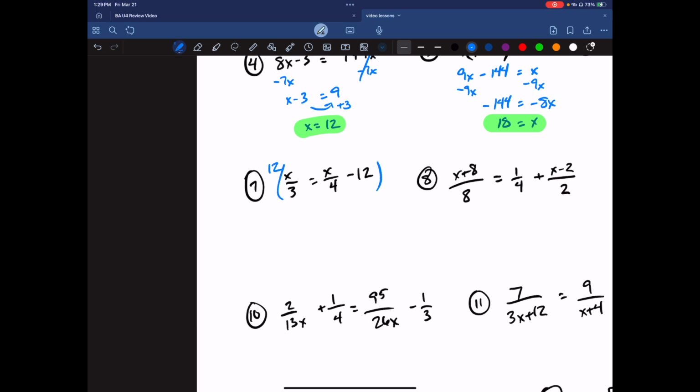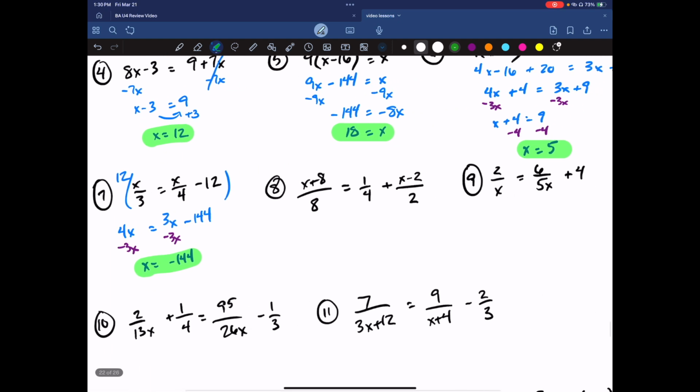So let me take the 12 and multiply everything. And when I mean everything, I mean everything. So 3 goes into 12 4 times. 4 times x is 4x. 4 goes into 12 3 times. 3 times x is 3x. And then 12 times 12 is 144. And don't forget the negative. All right, I'm going to subtract the 3x from both sides. And so that's going to be x equals negative 144. Just like that, I was able to get rid of the fractions and solve my equation relatively quickly.